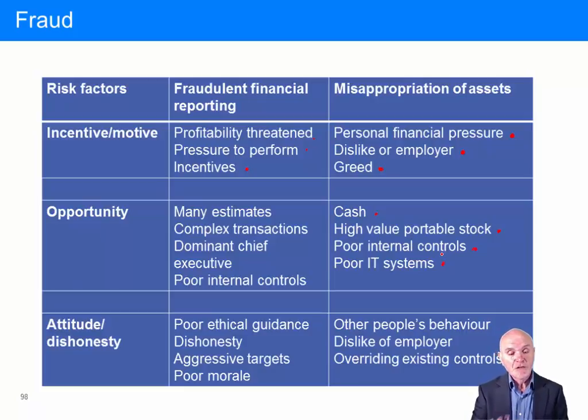In terms of fraudulent financial reporting, you are giving directors and so on more leeway if there are many estimates, many elements where judgment is going to be applied. It's hard for auditors or anybody else to argue against their estimates. Complex transactions give leeway to pull the wool over people's eyes. They don't quite understand, they can't really argue against what the directors or the managers have said. This is very important: dominant chief executives.